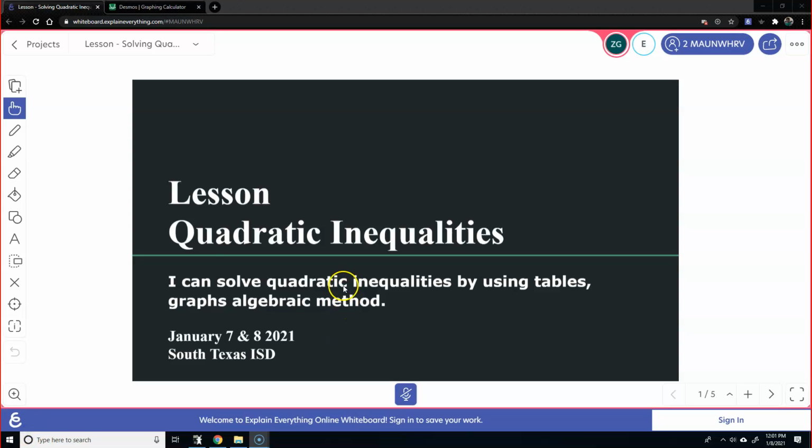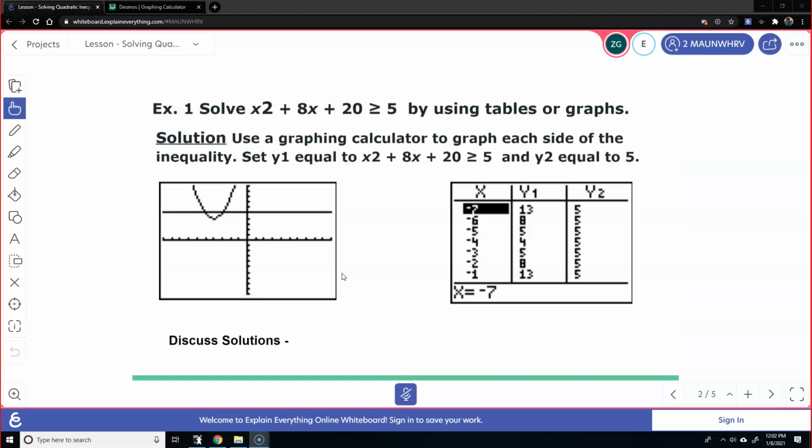Today's lesson has to do with quadratic inequalities. By the end of the lesson, you're going to be able to solve this quadratic inequality by using tables, graphs, and algebraic methods. And you notice we have x squared plus 8x plus 20 is greater than or equal to 5. And you notice that it's been graphed here.